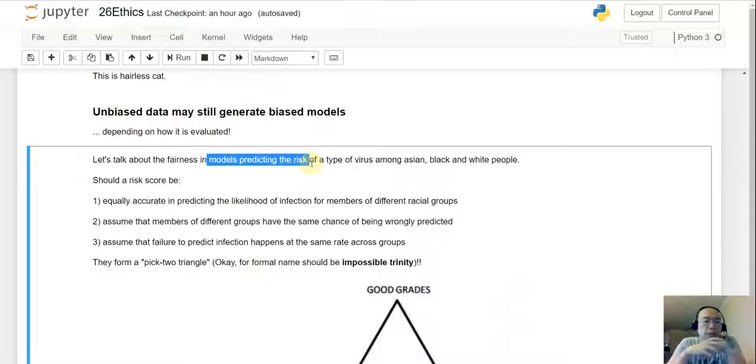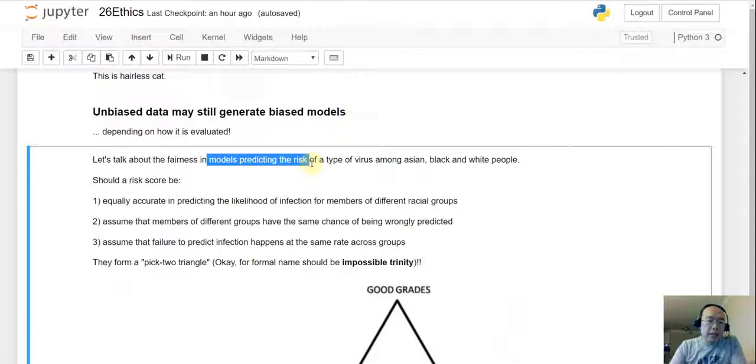Number one, we want the machine learning model to be fair, and it should be equally accurate in predicting the likelihood of infection for members of different racial groups. This is one factor we want to maximize to make it work the best. Another way is that it should assume all the members of different groups have the same chance of being wrongly predicted. Okay, so we don't want to treat a specific group of people really badly.